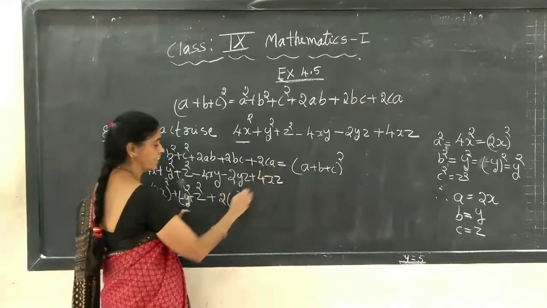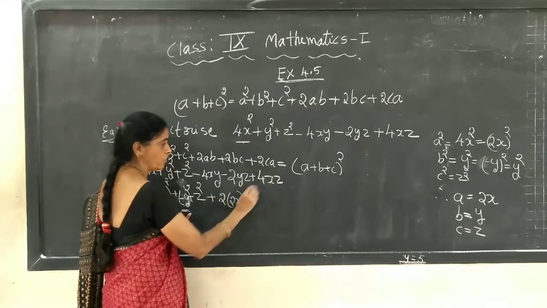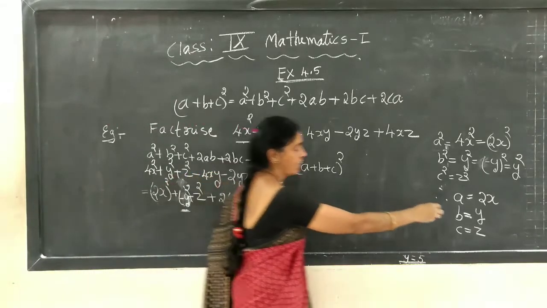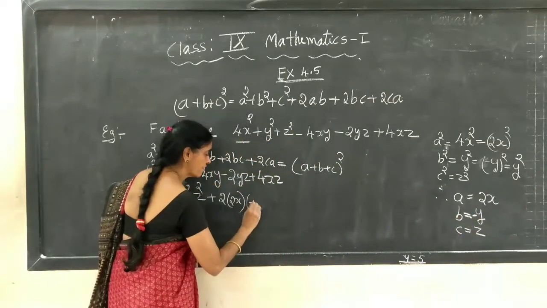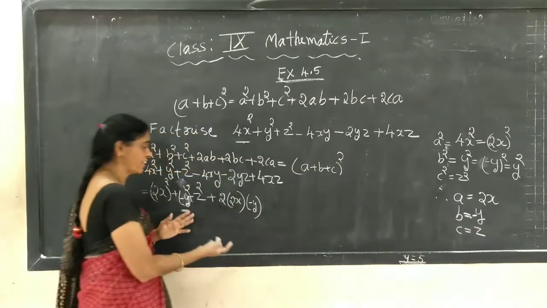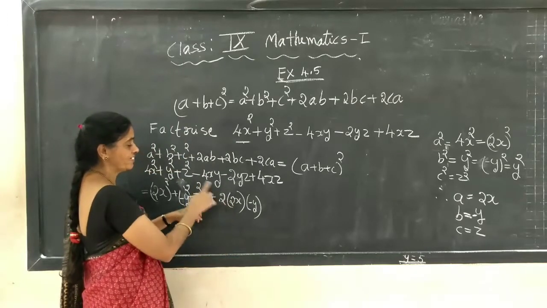A, how much have you written? 2x. And what is your B? B is, I have to take minus y. So it is minus y. If you want to check whether you have written correctly or not, check it.